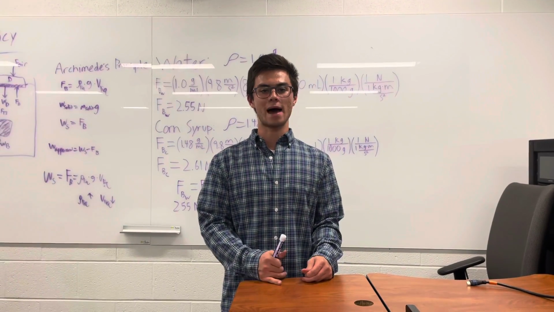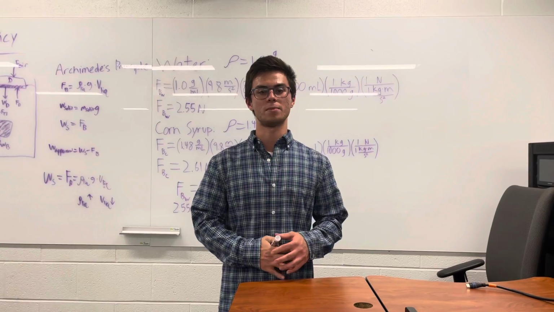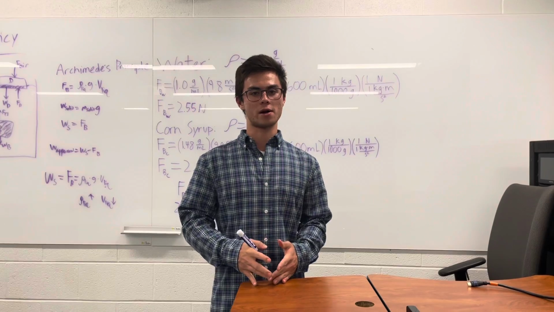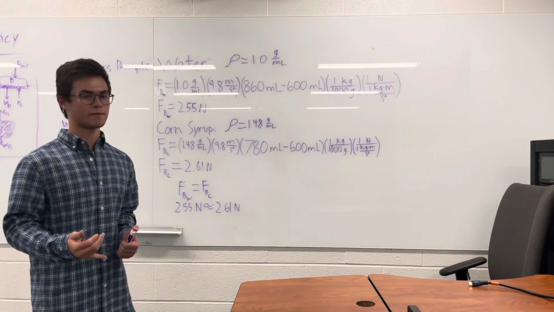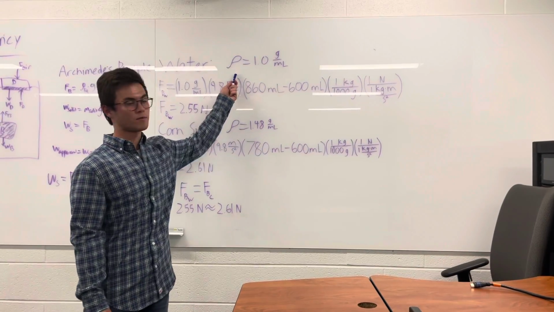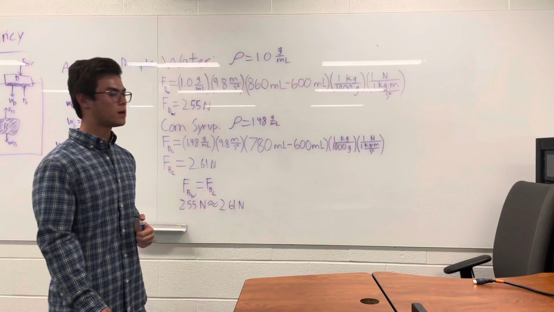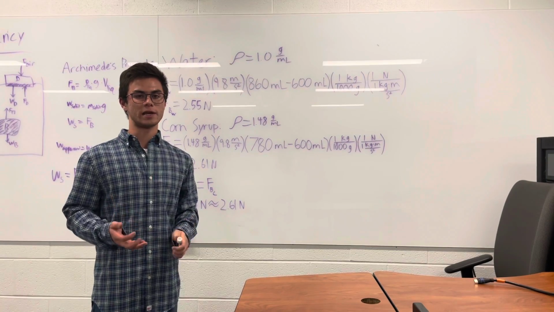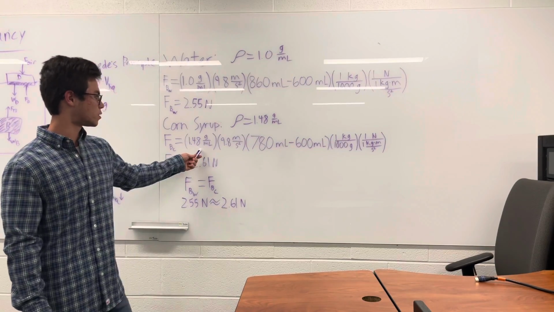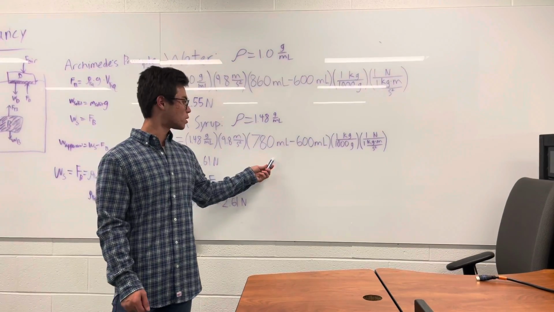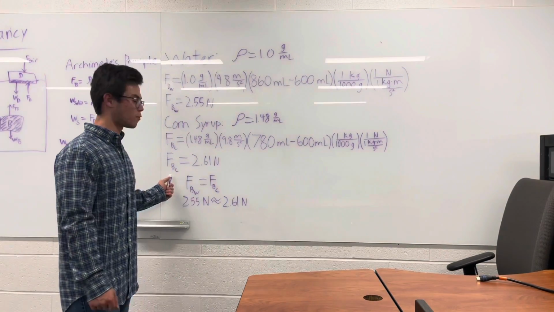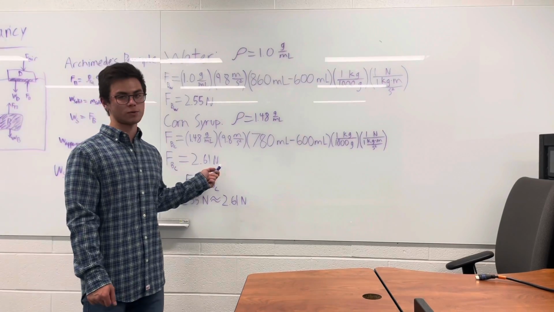Now, we place that same apple into 600 milliliters of corn syrup in the same beaker. As you can see, the apple floated significantly more than it did in the water. This can be attributed to the fact that the density of corn syrup is 1.48 grams per milliliter, whereas the density of water is 1.0 grams per milliliter. If we then plug that value of density into Archimedes' principle and do the calculation for buoyant force, we get the density of corn syrup times gravity times the volume of liquid displaced times conversion factors to get that the buoyant force of corn syrup on the apple is 2.61 newtons.